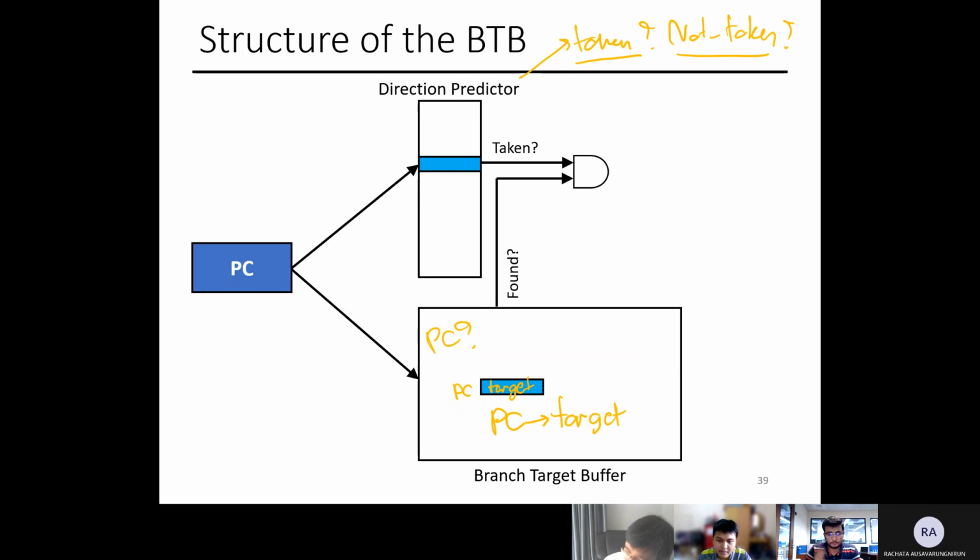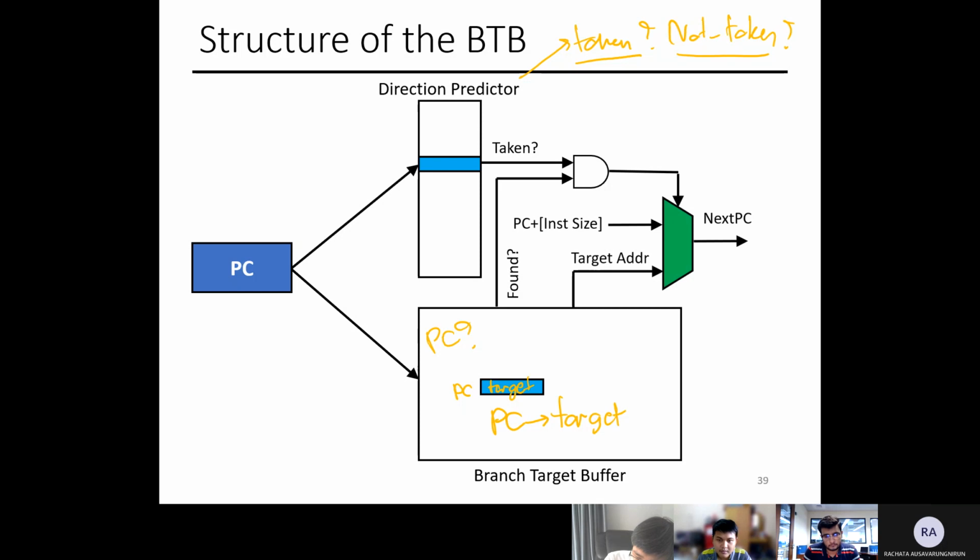PC plus 4. So the result of this, whether you're taking or not taking, this is the direction, right? Direction becomes the select line. Are we selecting PC plus 4, or are we selecting the target address which is forwarded from the branch target buffer? And then that becomes the next PC. So that's how you can build this.